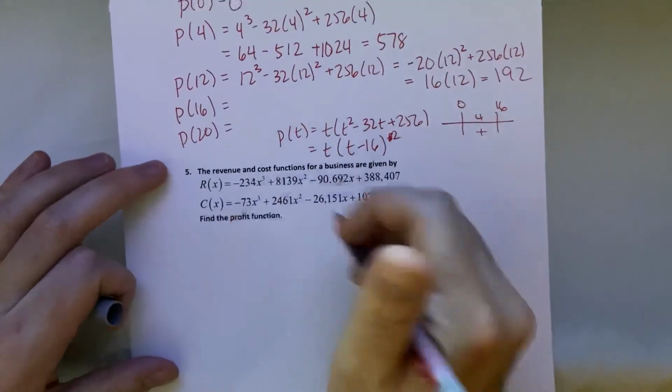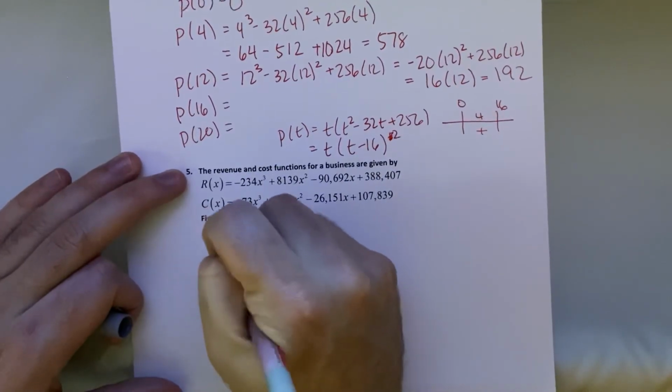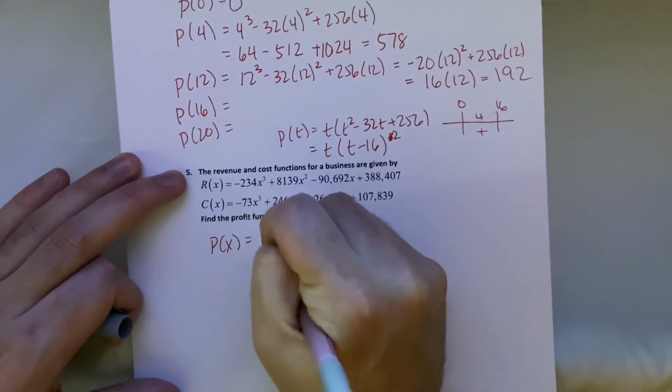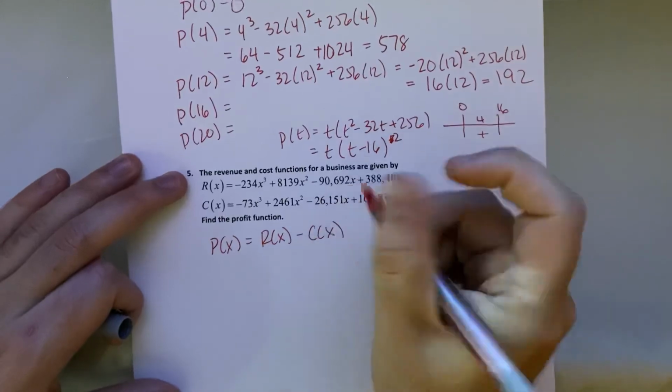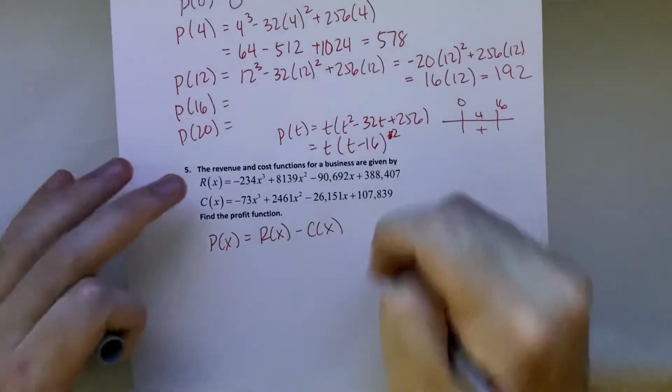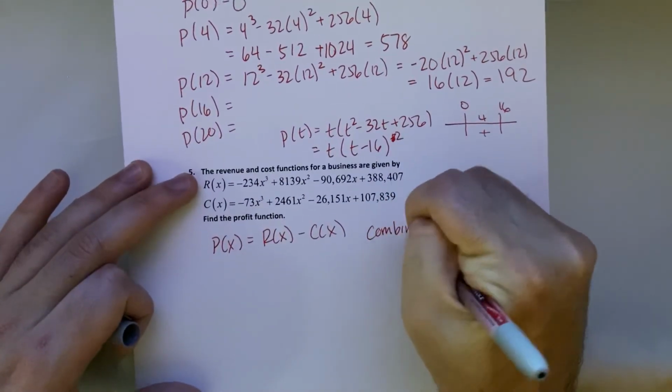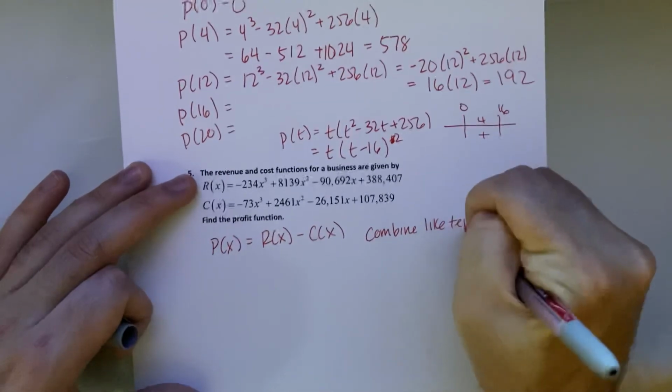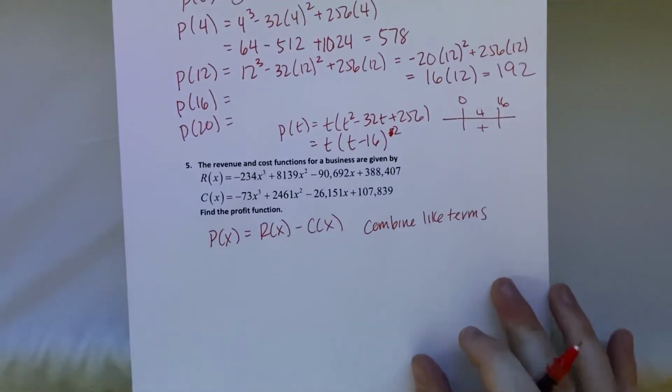Now, for the problem you see like number 5, remember that profit equals revenue minus cost. And so when you have polynomials in this function, you will just combine your like terms when subtracting. And that is all for 3.5.